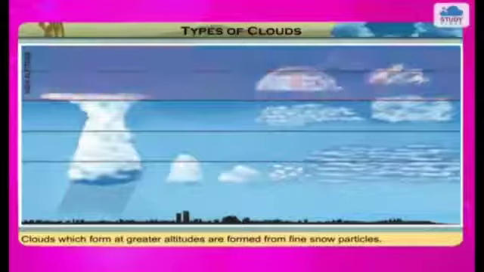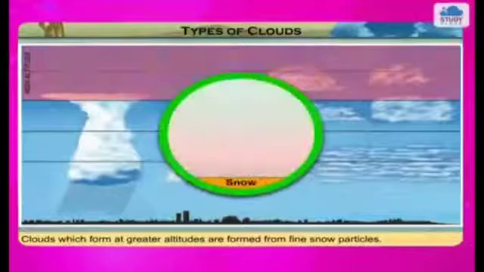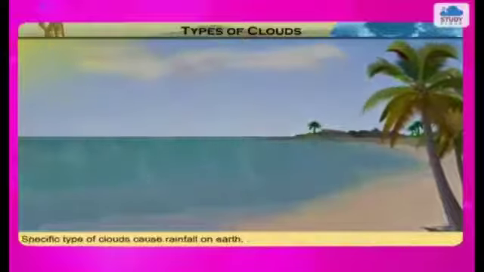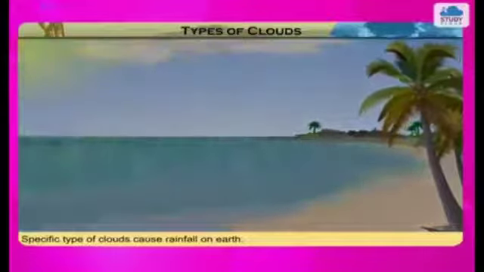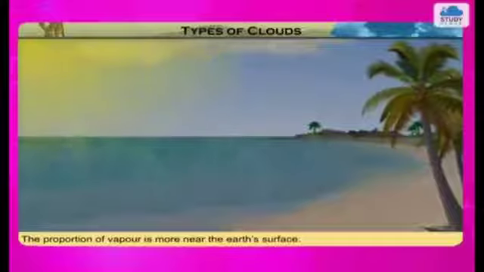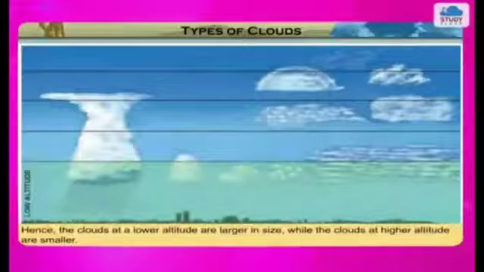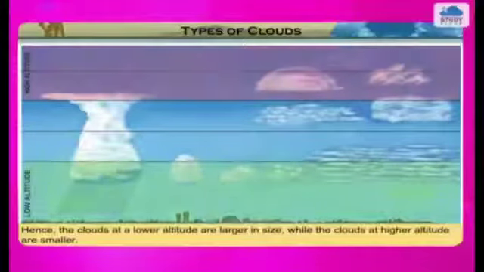Types of clouds. Clouds are found at different altitudes above mean sea level. Clouds which form at greater altitudes are formed from fine snow particles. The process of evaporation and condensation occur consecutively in the clouds. Specific type of clouds causes rainfall on Earth. The proportion of vapor is more near the Earth's surface. As we go higher away from the sea level, the amount of vapor decreases. Hence, the clouds at a lower altitude are larger in size, while the clouds at higher altitude are smaller.